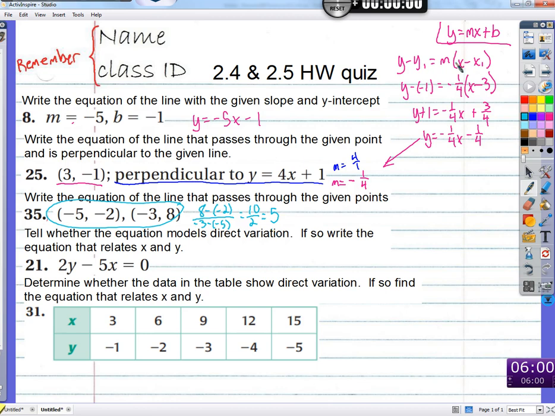Same thing as we did for this one. Point slope form, okay? And just so that we see a variety of ways, is there another way that we could do it? Do we have to use point slope form? It's the law of the land. Do we have to use a point slope form?